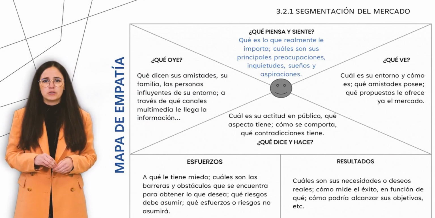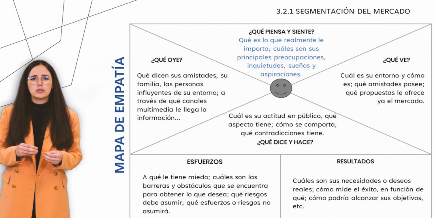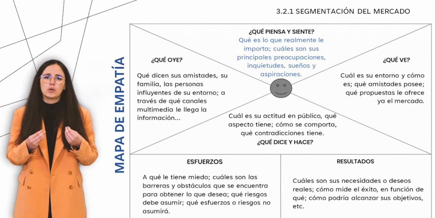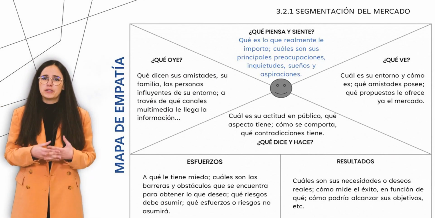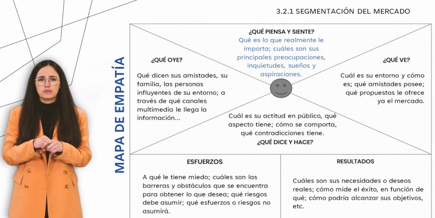What do they think and feel? Now we reach the most emotional part of people. Here we need to think about what really matters to them, what their main concerns, worries, dreams, and aspirations are. From these four elements, the other two are derived.